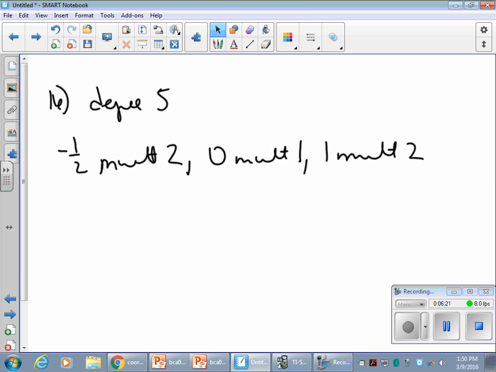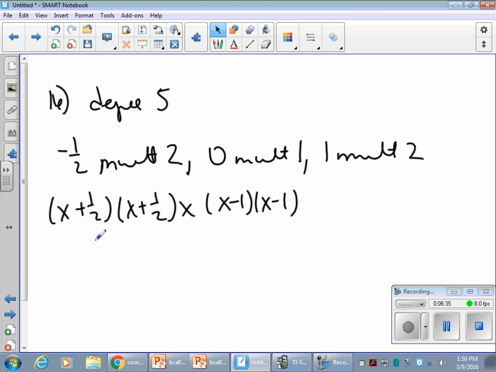So that means I'm going to have x plus 1/2 twice. I'm going to have x once, because if 0 is a 0, it's just x, and that's just once. And then I'm going to have x minus 1 twice. So I'm going to multiply all these out.